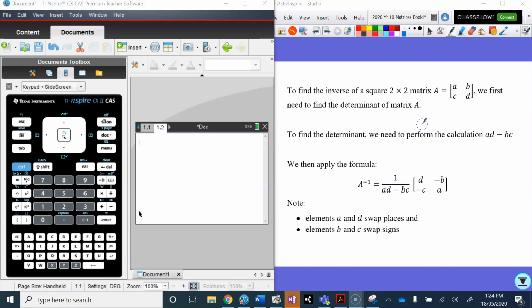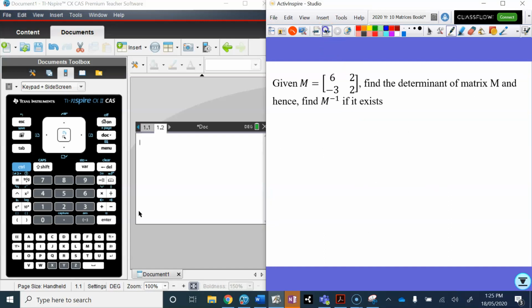So once we know the determinant, to get the inverse of that square matrix, I simply put 1 over the determinant outside a square matrix. And you'll notice within that square matrix, A and D have now swapped positions, and B and C stay where they are, but they've changed signs. So it makes it a little bit easier if we try one with actual numbers in there rather than that general form of the formula.